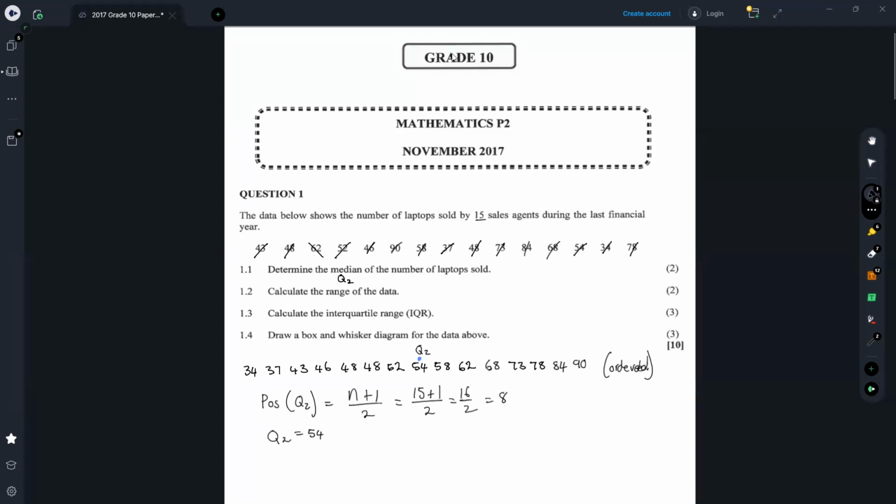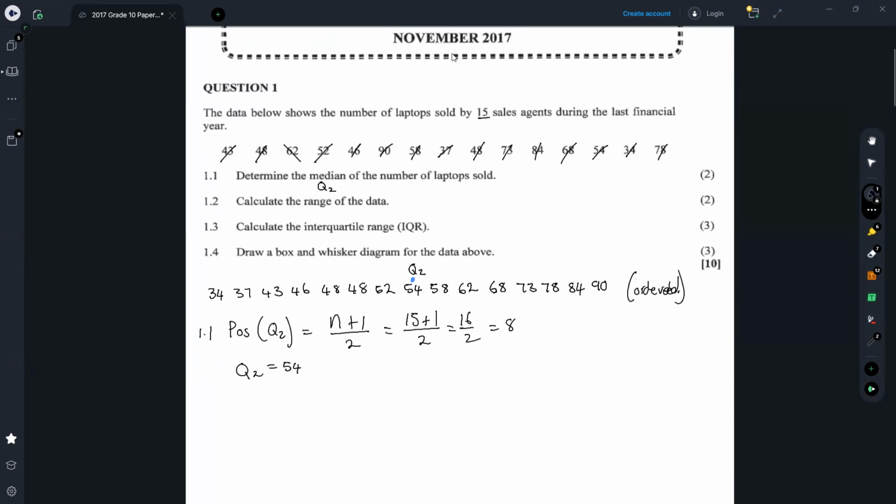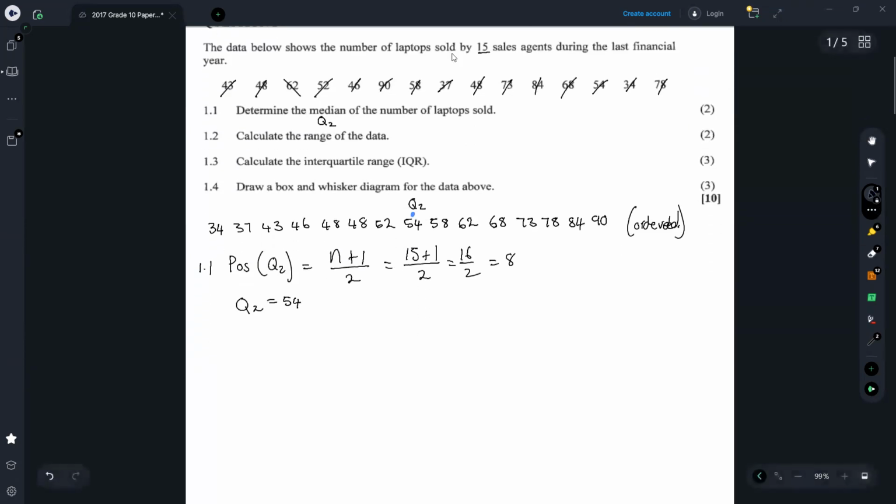And now they say calculate the range of the data. So that was question 1.1. Now they're saying calculate the range of the data. So we know that the range of the data is calculated by the maximum subtracting the minimum, right? So 1.2, whenever they're looking for the range, we know that it's given by the maximum value in the data set minus the minimum value in the data set, right?